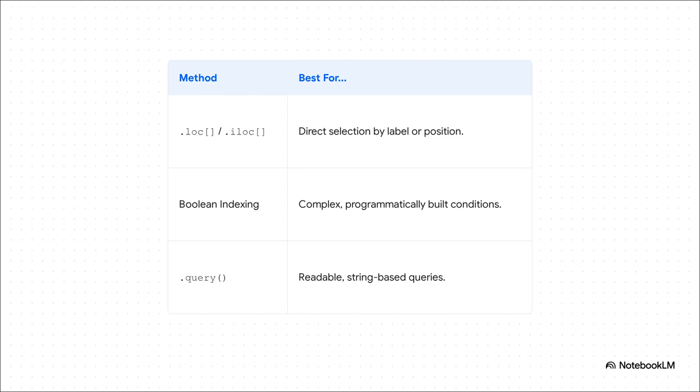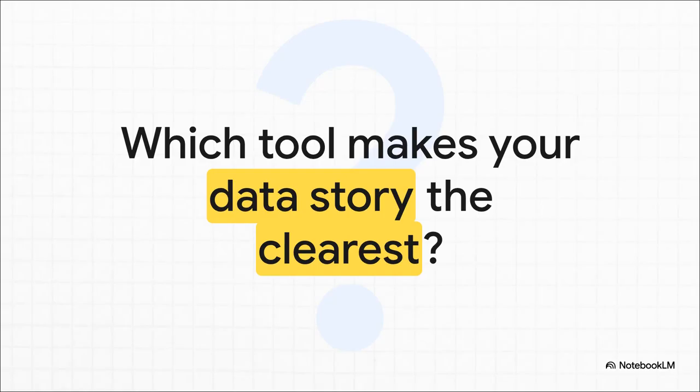But for pretty much everything else, especially when you want your code to be super readable and clean, you're going to want to reach for .query. At the end of the day, selecting data isn't just about syntax. It's really the first chapter in the story that your analysis is going to tell. So as you're picking your tool, whether it's the precision of .loc, the raw logic of Boolean filters, or the beautiful readability of .query, don't just ask yourself, does this work? Ask yourself, which one of these makes my story the clearest? Because clear code, well, that's what leads to clear insights.